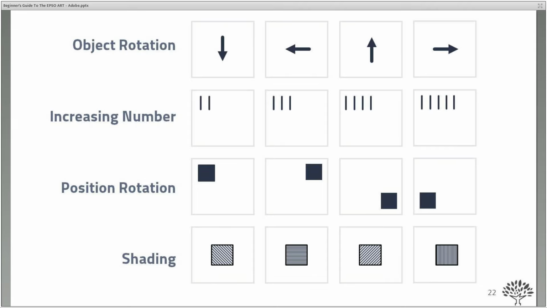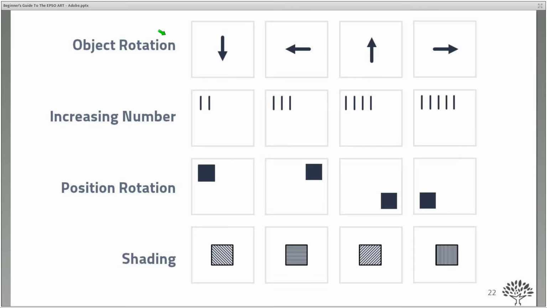Also, it might not be an arrow that's pointing. That's a fairly easy one. It might be, for example, a triangle, or it might be a really complicated shape, and you need to process it a little bit more to really understand what's going on.